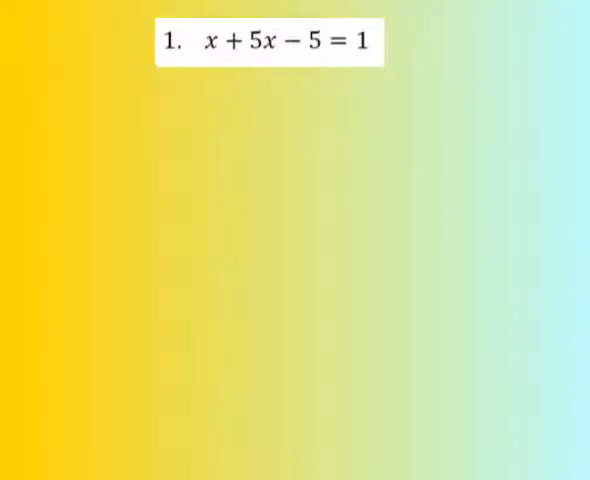So, number 1, and the goal is to get the x alone and isolate it. First one is to combine like terms. These are like terms, so I would combine 1 plus 5 is 6x. Then you'd have minus 5 equals 1. I like to write this plus 5.